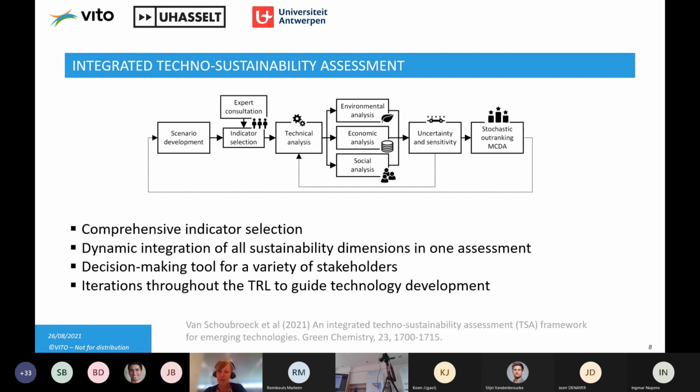And it is exactly that that we are working on, and together with the University of Hasselt and the University of Antwerp, we recently published our paper on the integrated techno-sustainability assessment, which is a methodology that allows you to have an integrated way of doing sustainability assessment. So we start, and that's really important, with an indicator selection. Together with the stakeholders, we first define the indicators that are most important for a specific technology. So not only climate change, but also different economic indicators, resource scarcity, water use, etc.